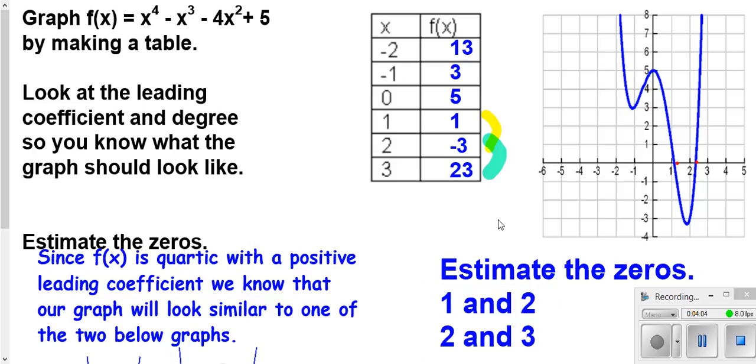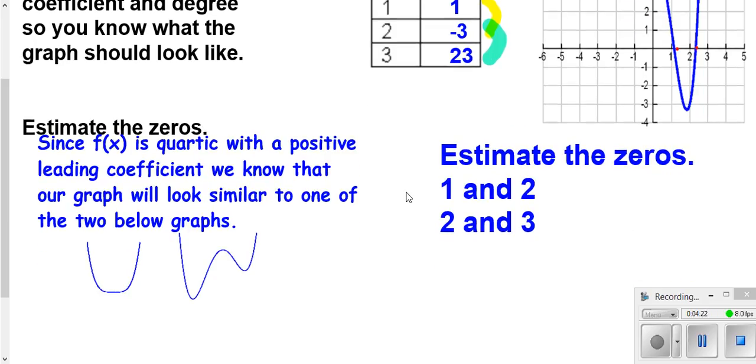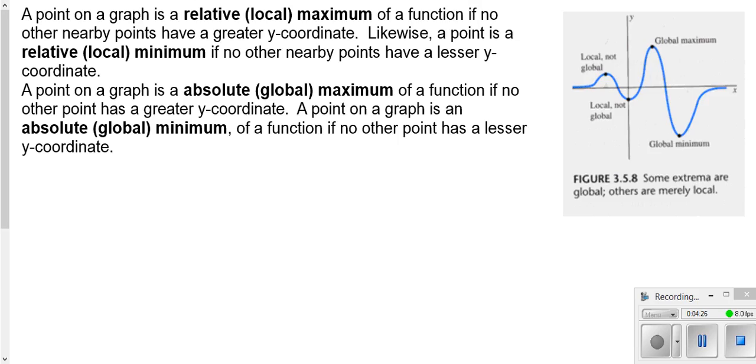We also can get our estimate of the zeros from our table up here. At 1, you're above the axis. At 2, you're below. If you're above and then go to below, you know it has to cross between these two. Here you're below, here you're above, you know it has to cross in between these two. And in this case, we'd have 2 zeros if it was asking for the number of zeros.